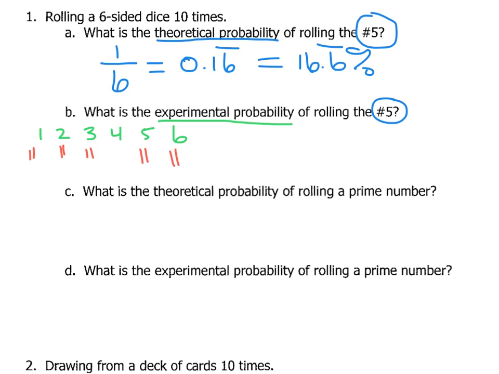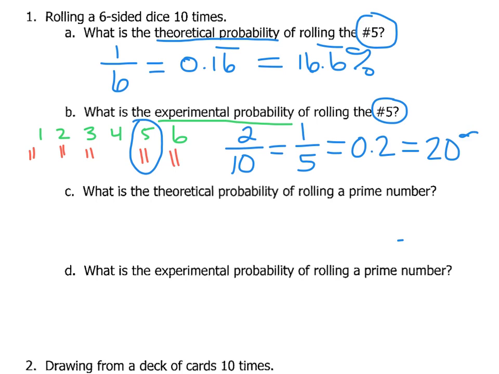5. So you can see here that I rolled a 5 2 times out of the 10 times that I rolled it. This simplifies to 1/5. And if I divide 1 by 5, I get 0.2, which is the same as 20%. So the experimental probability was 20%. So notice that they weren't exactly the same. What actually happened was not necessarily exactly what we would predict. It was very, very close.